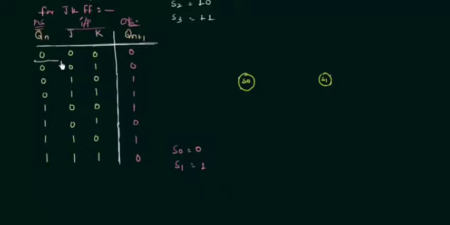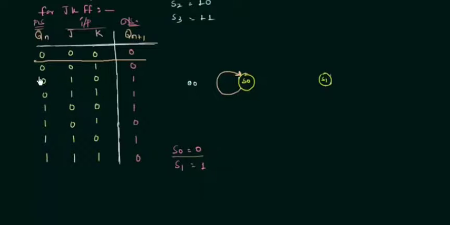Let's check for the first case, and in this you can see that the present state is 0. It means we are on S0, and when we make J equals to 0, K equals to 0, the next state will also be 0. So this thing is shown like this in the state diagram, and we also have to write the input. So the input is 0 0.